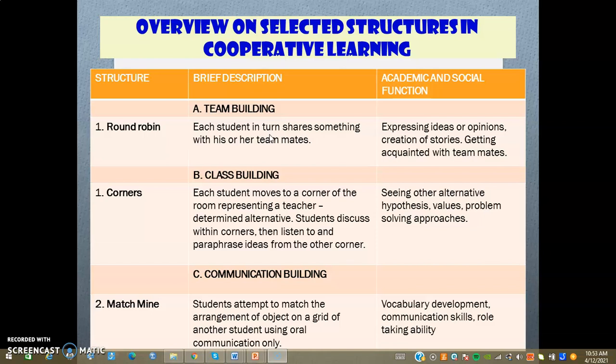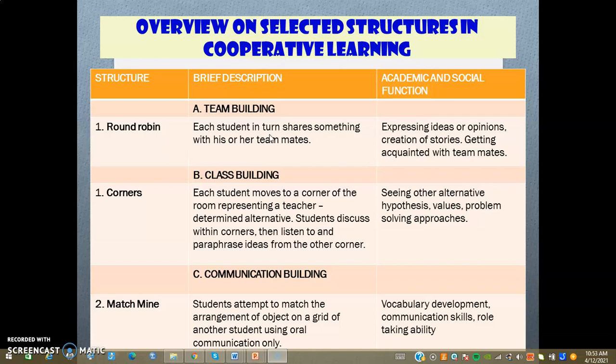Okay, so you will assign them by group, and you will tell your students first that in each group they will form a circle. They will arrange their chairs into a circular form, and each of them will be given a chance to share something individually. From one student, the next, third, fourth, and so on. So each student will share something or discuss with his or her teammates.